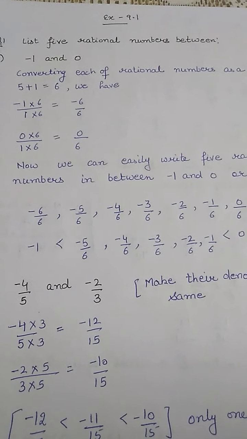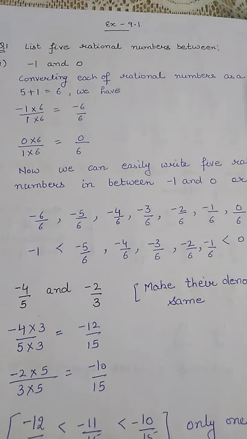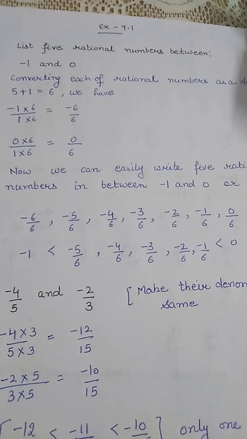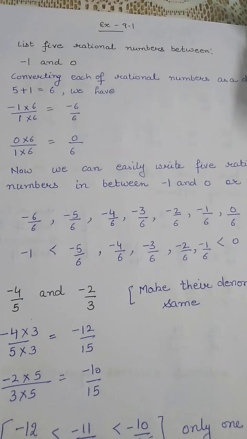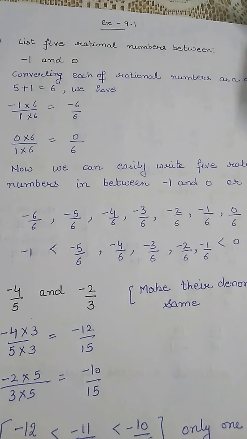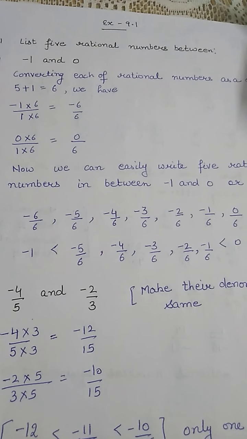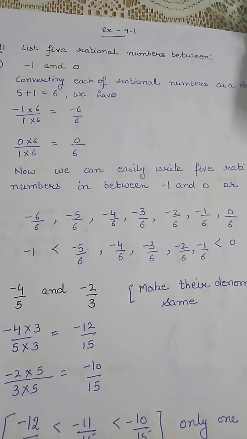Good morning, students. Today we are going to start exercise 9.1. I hope you all have revised the concepts of rational numbers which I have shown you in the previous video. So we will start with question number 1. List 5 rational numbers between -1 and 0.